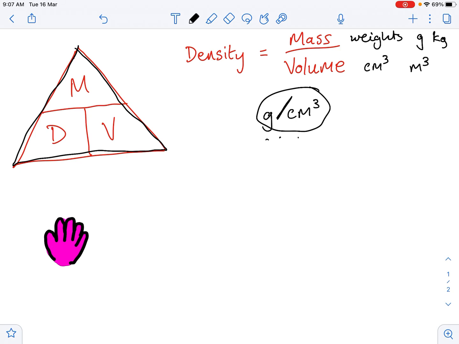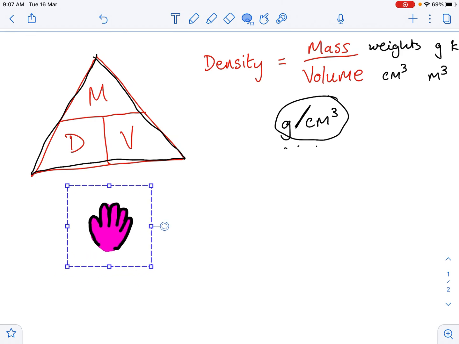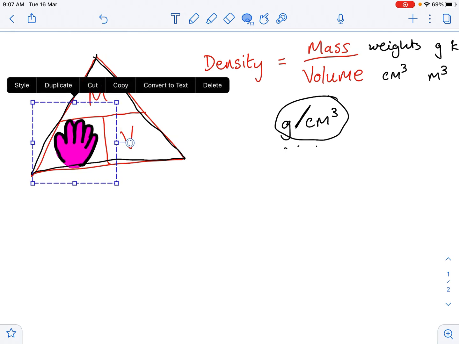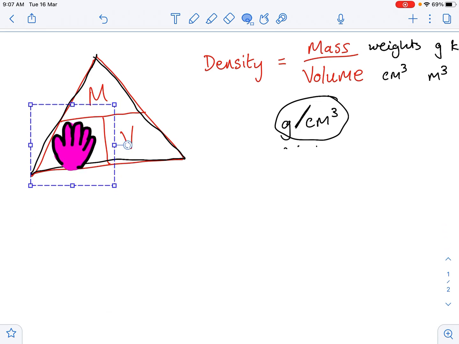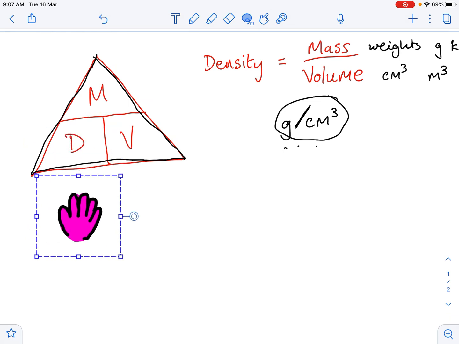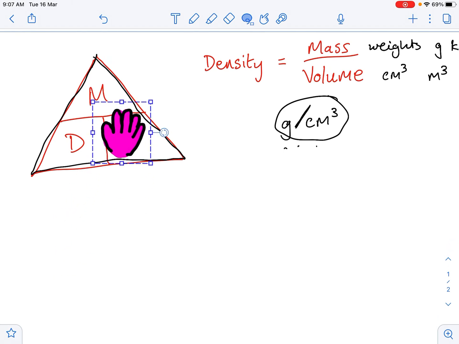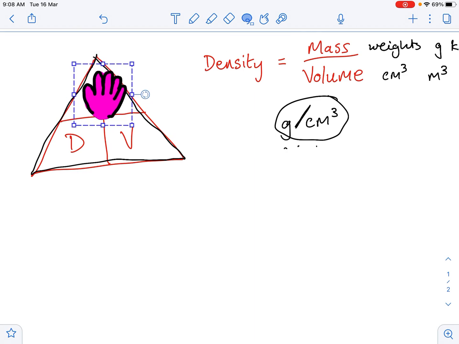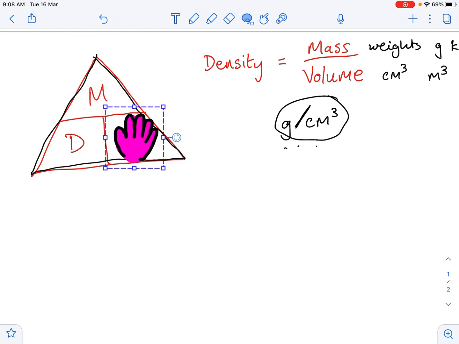So how do we use this triangle? Well, we use this triangle basically by moving your hand over the thing you're looking for. If I'm looking for density, it's going to equal mass divided by volume. So I cover up density, and you can see there it's mass divided by volume. If I'm looking for mass, then I cover up mass, and it's going to be density times volume, because they're next to each other there. That would be a multiply. And if I'm looking for volume, I can calculate it using mass divided by density.